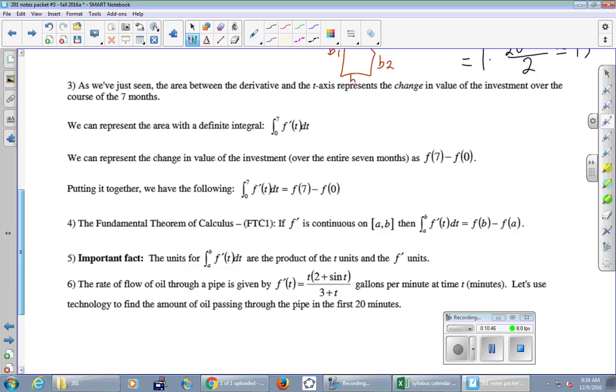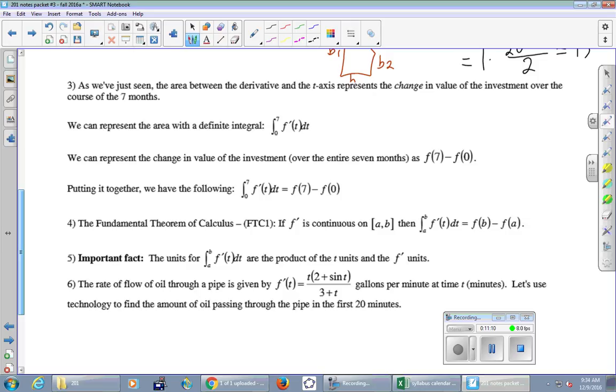As we've just seen, the area between the derivative and the t-axis represents the change in the value of the investment over the course of 7 months. The area under the derivative represented the change in the original function. The original function was f, which was the value of our investment, right? And so we can represent the entire area with this integral.